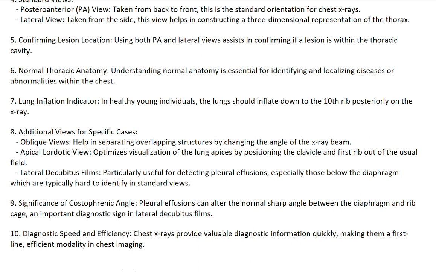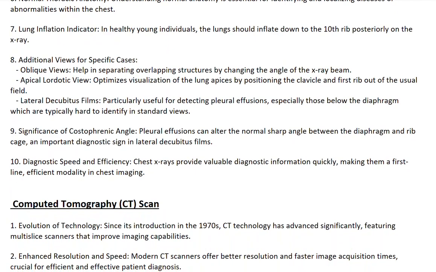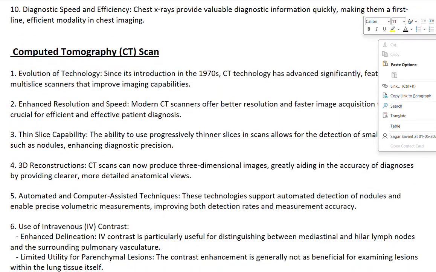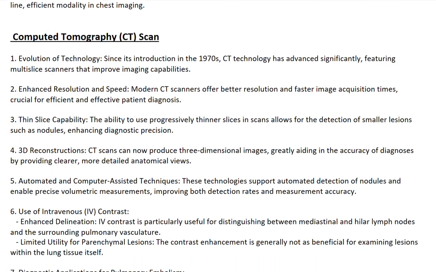9. Significance of costophrenic angle. Pleural effusions can alter the normal sharp angle between the diaphragm and rib cage, an important diagnostic sign in lateral decubitus films. 10. Diagnostic speed and efficiency. Chest X-rays provide valuable diagnostic information quickly, making them a first-line, efficient modality in chest imaging. This structured approach to interpreting chest X-rays ensures a thorough evaluation of the thoracic area, aiding in the accurate diagnosis and management of chest conditions.